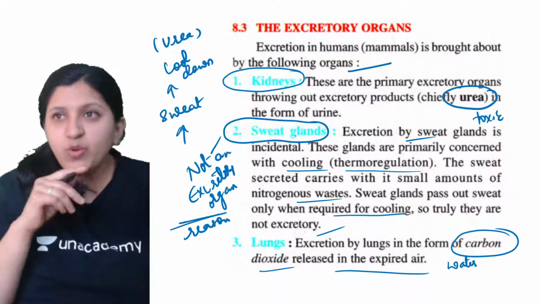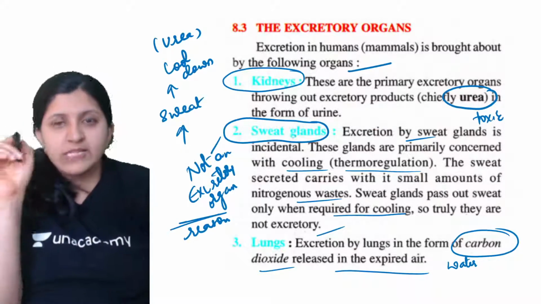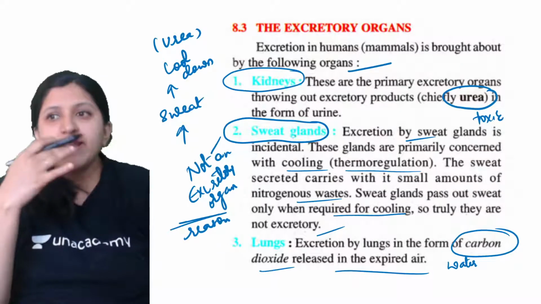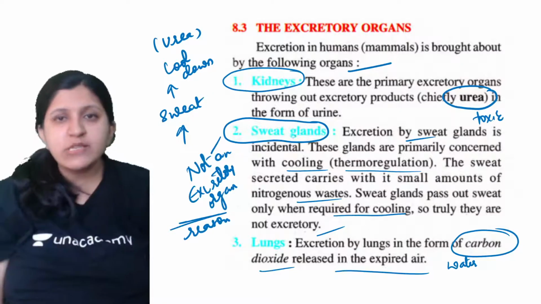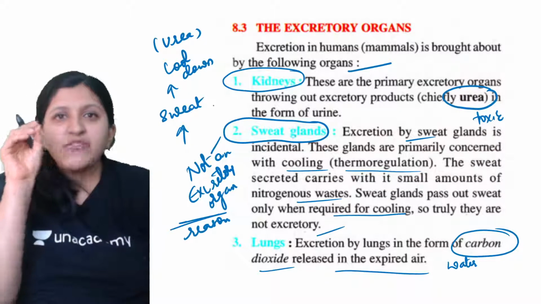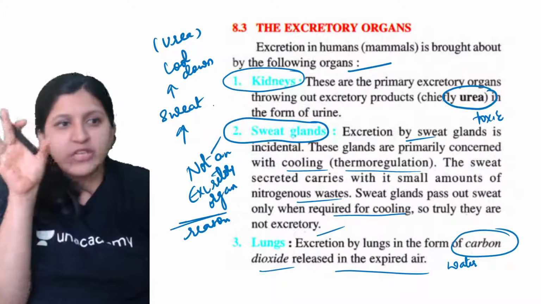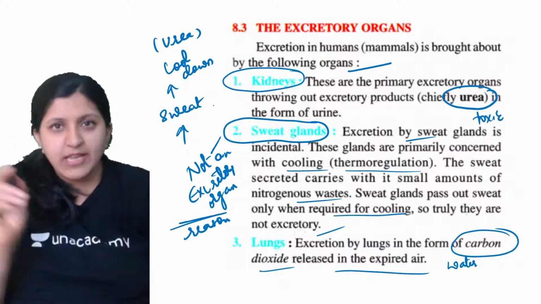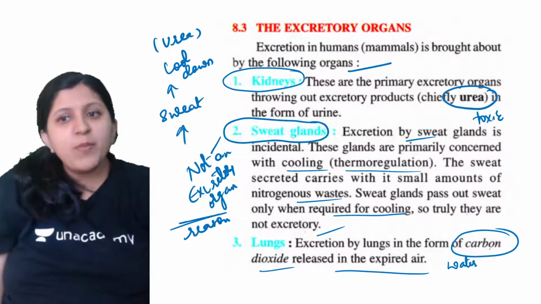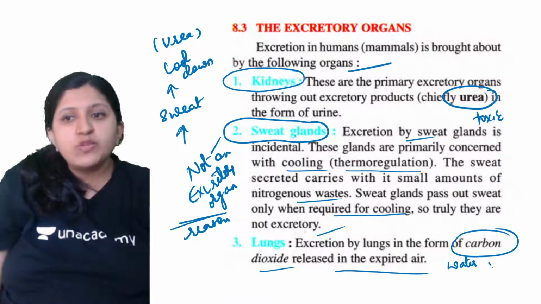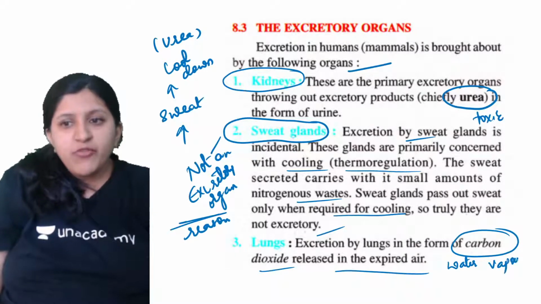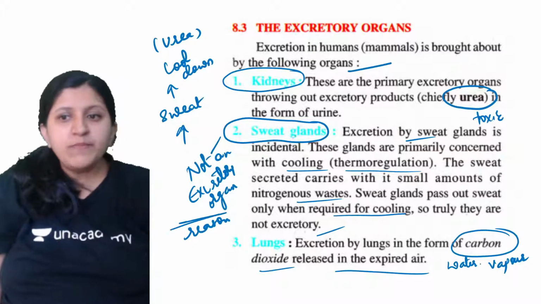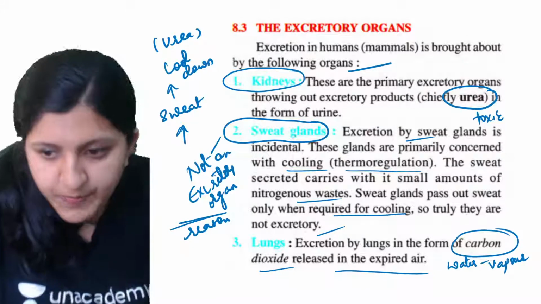So you might have noticed. Let's say there is a glass, when you exhale onto this glass, you can find this moist or water vapor on the glass and you can write on it, right? So that is basically some amount of water is also lost through the lungs in the form of vapor along with the carbon dioxide.